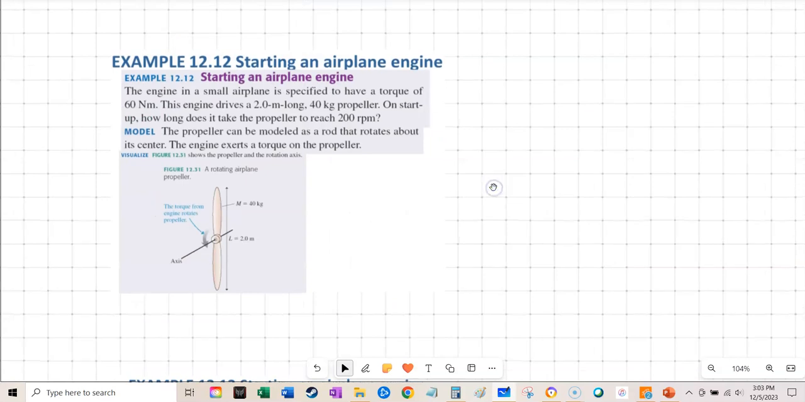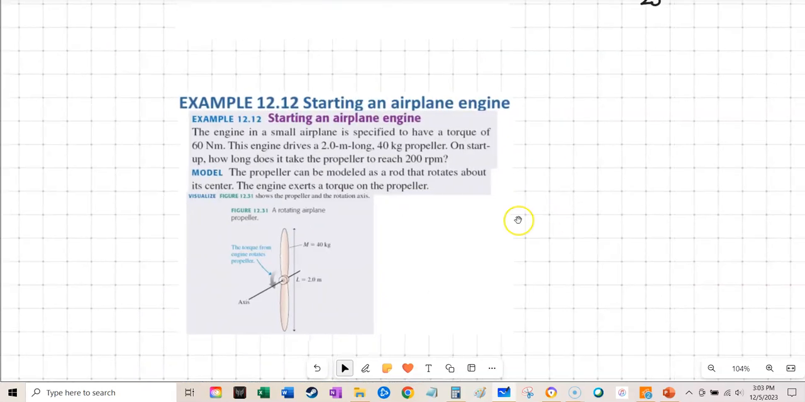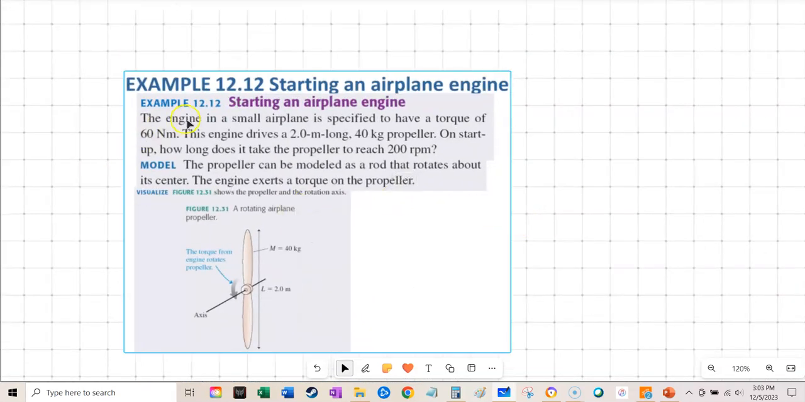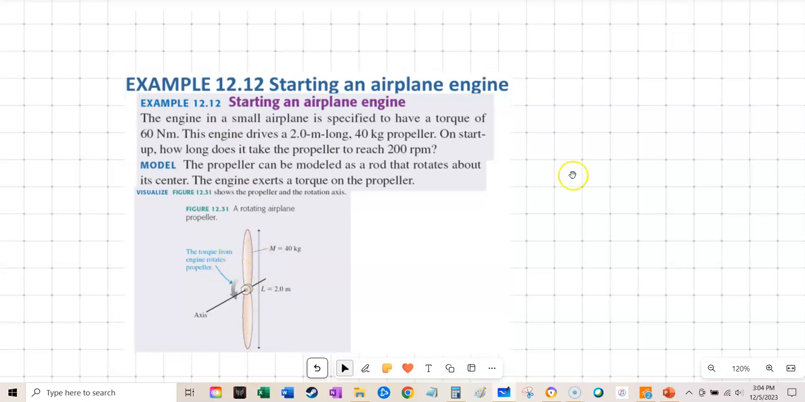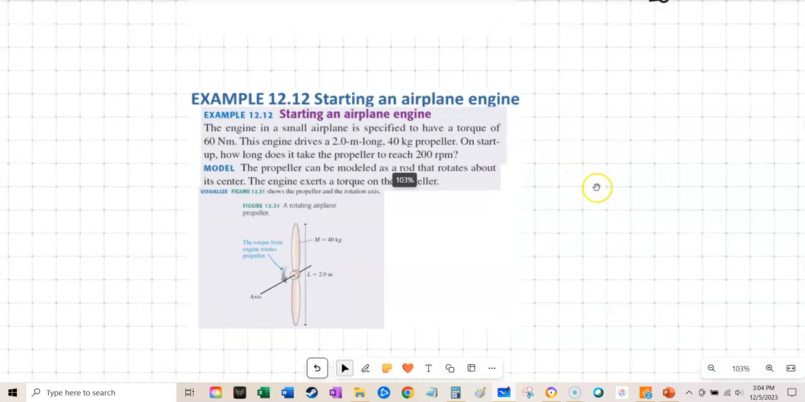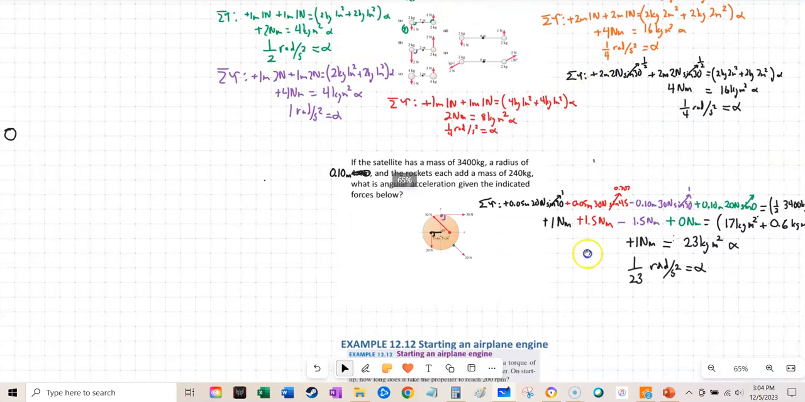Let's take a look at this last problem. And I'm not going to do this problem, but I am going to talk about it. So you've got an airplane, and it's given a torque of 60 Newton meters. It's got basically a length. It would be kind of like a stick spinning about its center. So we'll need to know what the moment of inertia is for a stick spinning about its center.